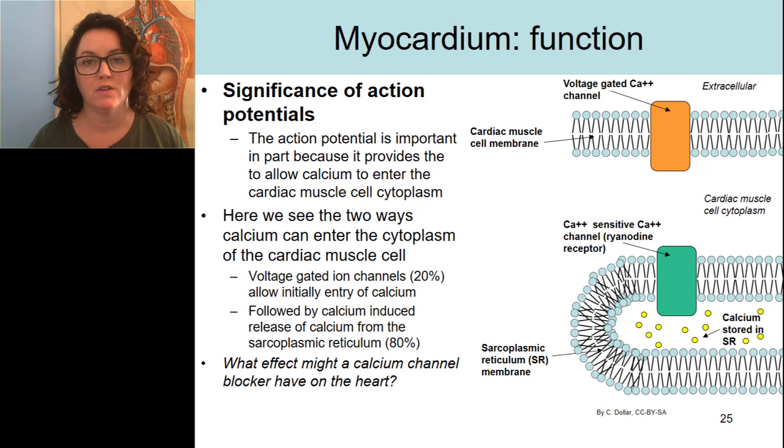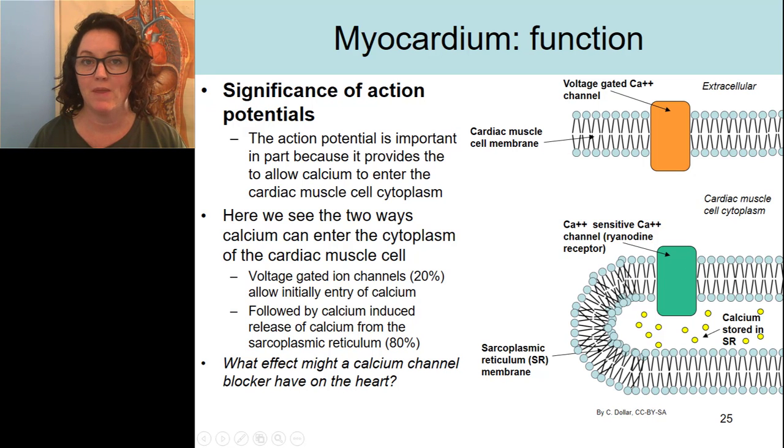Here we can see the process of getting the calcium into the cytoplasm. And that's the whole point of the action potential, is to get calcium into the cytoplasm. Let's take a look at the image on the screen. This is our cardiac muscle cell membrane. So this would be outside the cell. This is inside the cell.